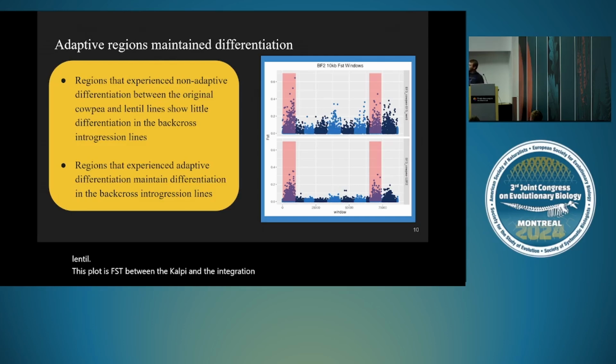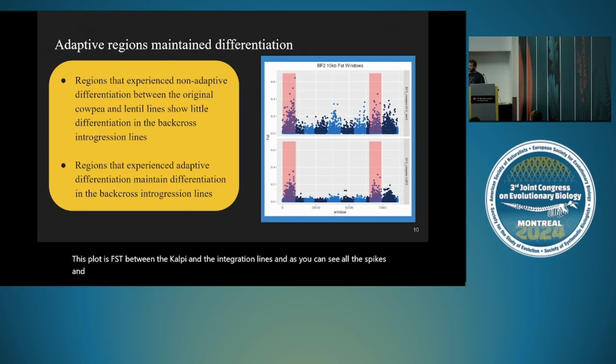And as you can see, all the spikes in regions that didn't experience adaptive differentiation, so everything outside of these red shaded regions, lost their peaks. Everything on chromosomes 1 and 9 that had adaptive genetic information, supposedly, kept that differentiation in the back-cross introgression lines.